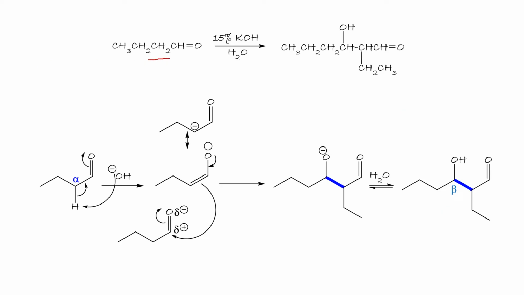Reaction of butanal with 15% potassium hydroxide in water provides the beta hydroxy aldehyde. The first step, as we mentioned again, is deprotonation of the alpha hydrogen, forming the enolate, which is stabilized by resonance, of course. Then attack of enolate on another molecule of butanal, the partially positive center here, to form this anion, which gets a proton from water to give the beta hydroxy carbonyl compound.